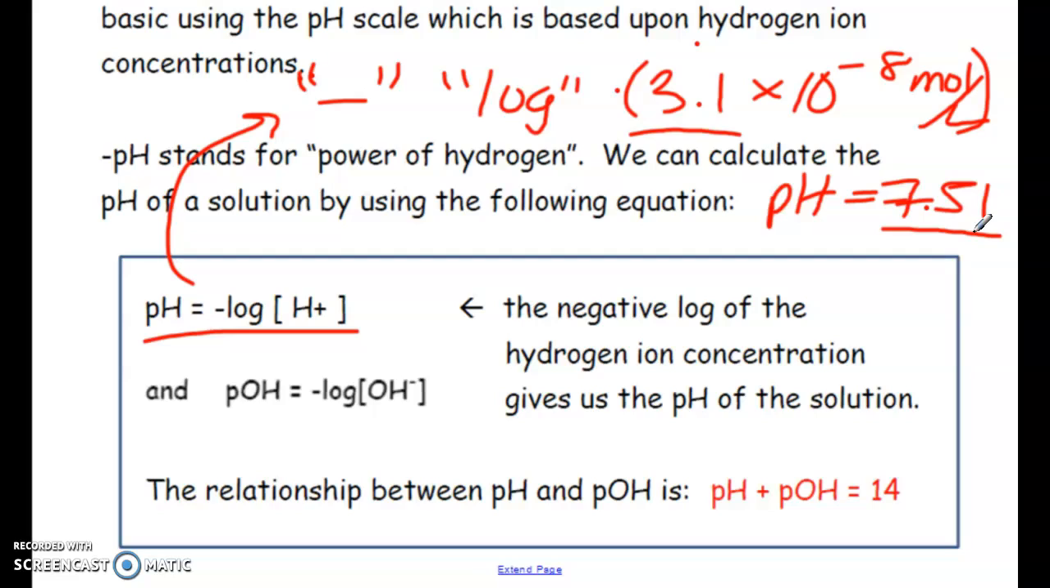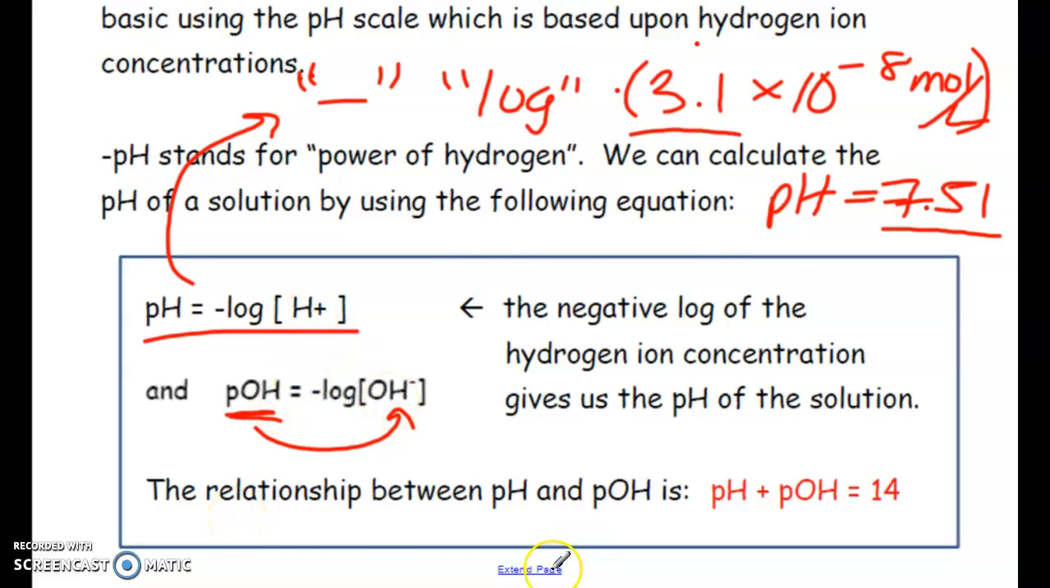pH actually does not have any units. It's unitless. There's not too many of those out there. So this is an example of one. Now you can also solve for pOH. It's the exact same formula, except it's a hydroxide ion concentration. So obviously you have to be consistent. If it's pH, it's H. If it's pOH, it's OH.